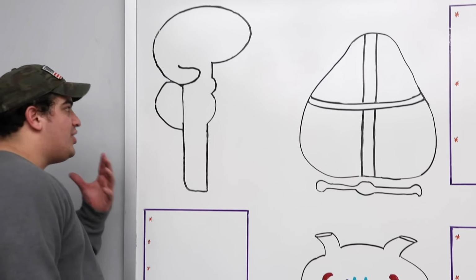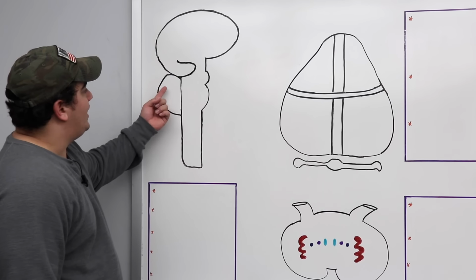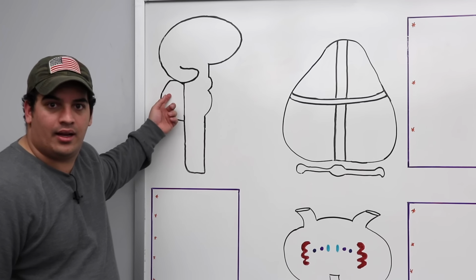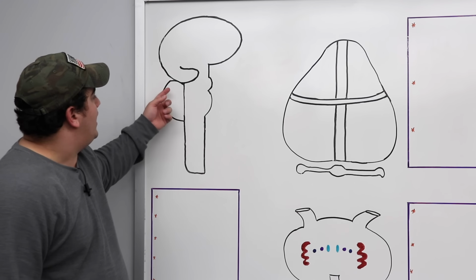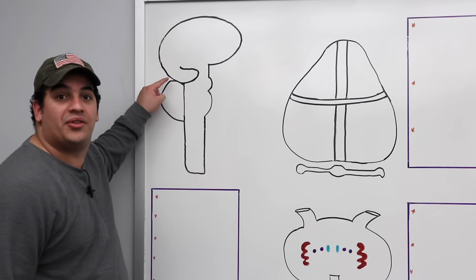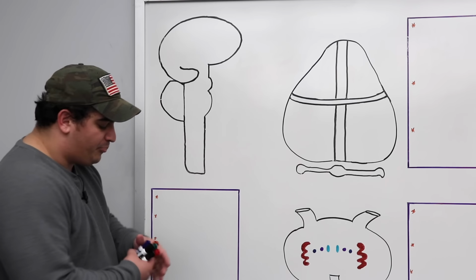So first thing, just in general, the cerebellum sits within the posterior cranial fossa of the skull. Remember that anatomy-wise. It's separated from the cerebrum by a dural septa called the tentorium cerebelli.